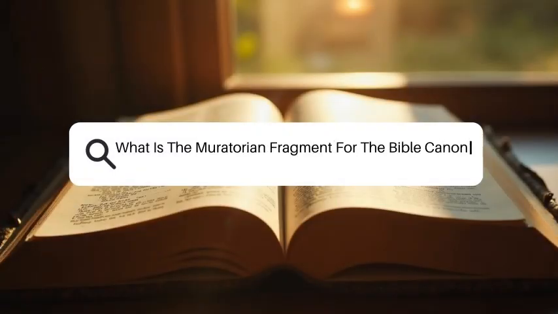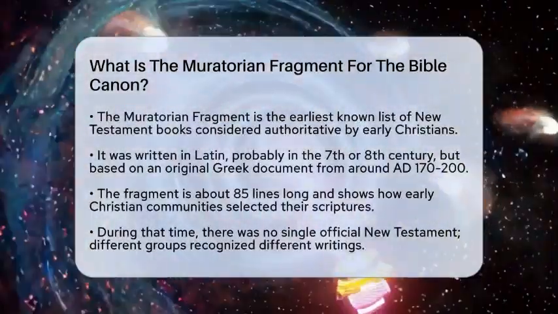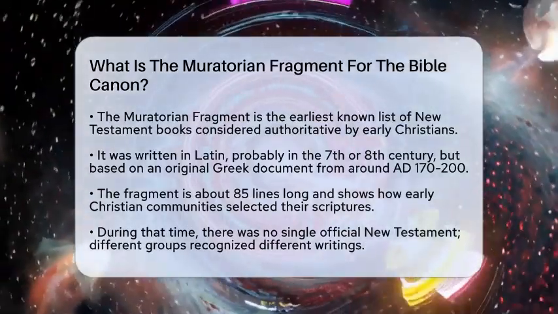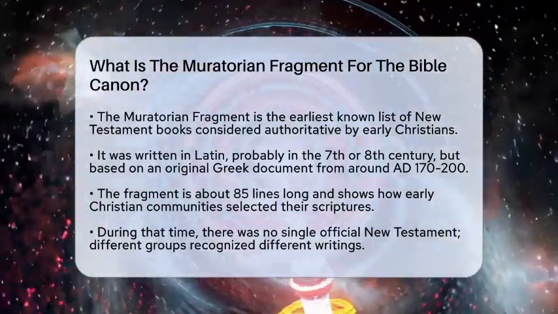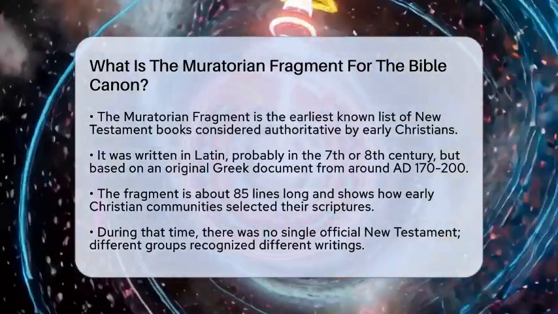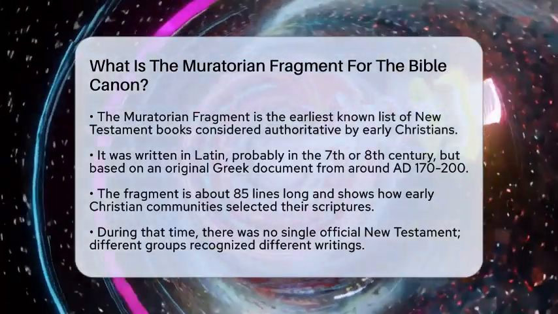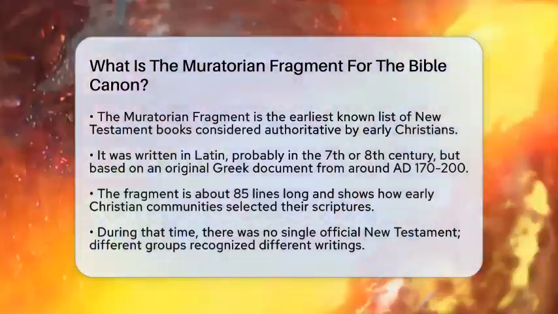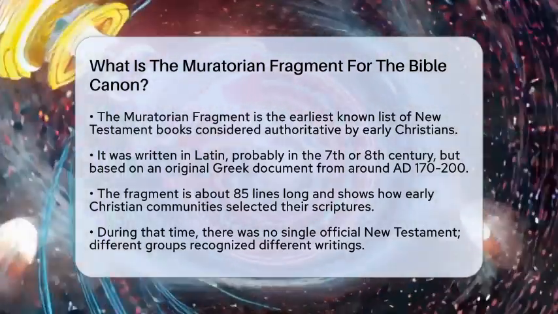What is the Muratorian Fragment for the Bible canon? Imagine trying to piece together a puzzle with some pieces missing. That's what early Christians faced when they tried to figure out which writings should be part of the Bible. The Muratorian Fragment is like a snapshot from that time. It is the earliest list of New Testament books that early Christian communities considered authoritative.